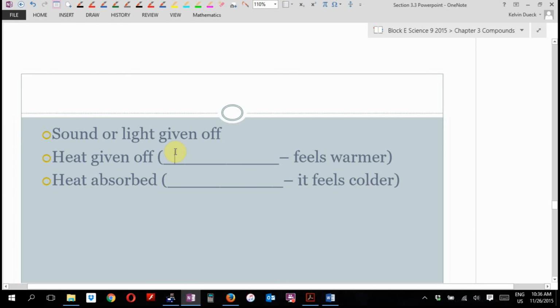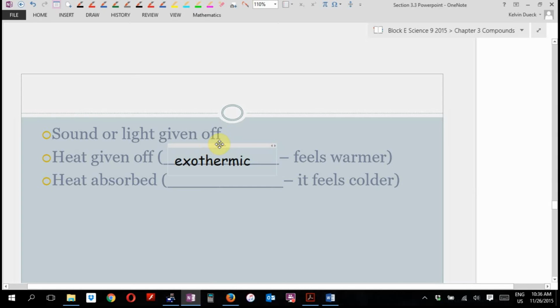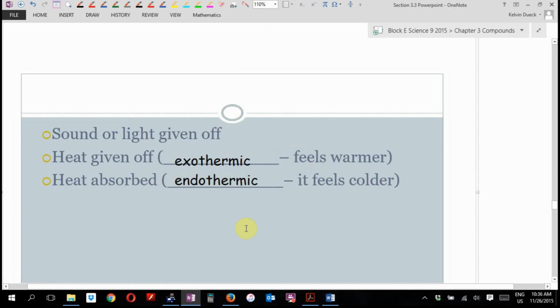some terminology. If heat is given off, we call this exothermic. Feels warmer. And if heat is absorbed, we call it endothermic. I realize these names look an awful lot alike. I'll tell you how I keep them straight. So we have exothermic and endothermic.